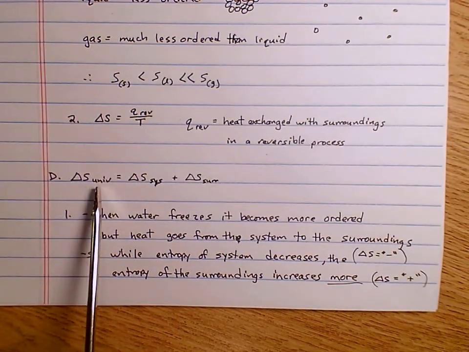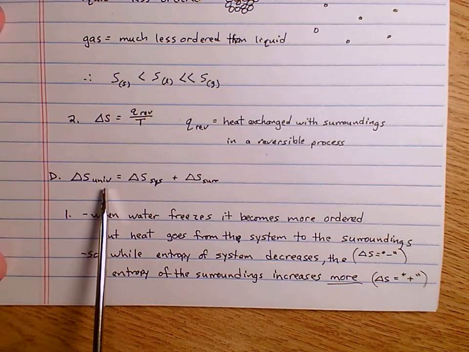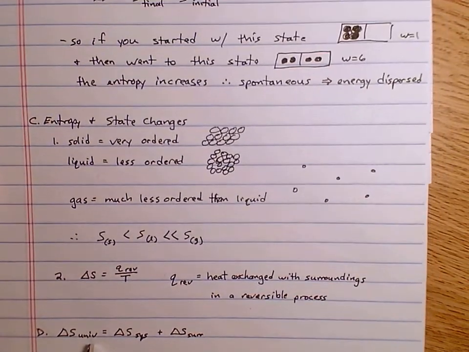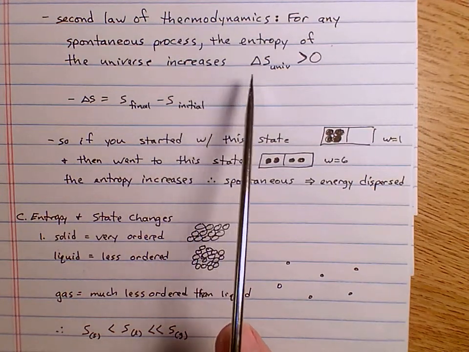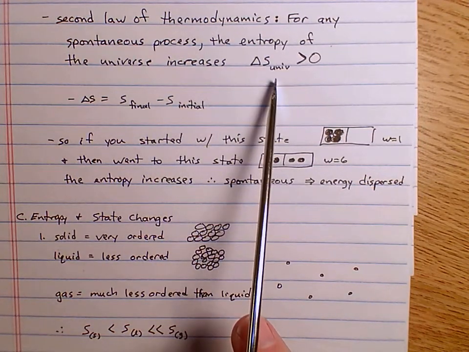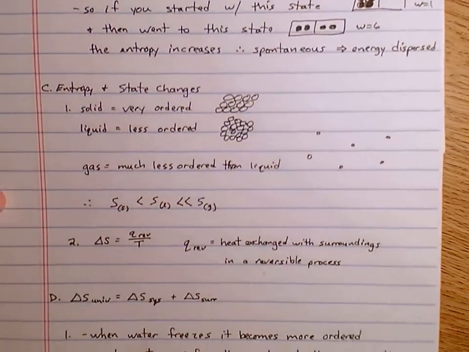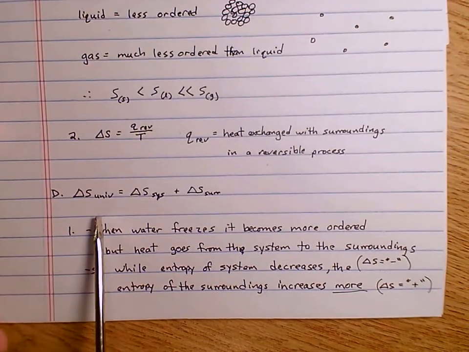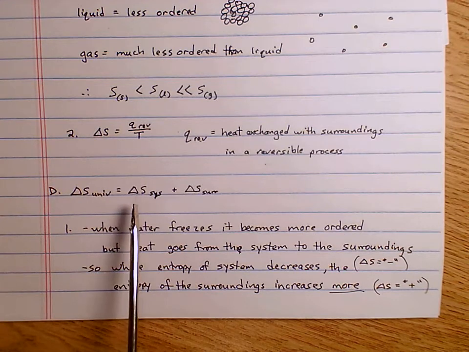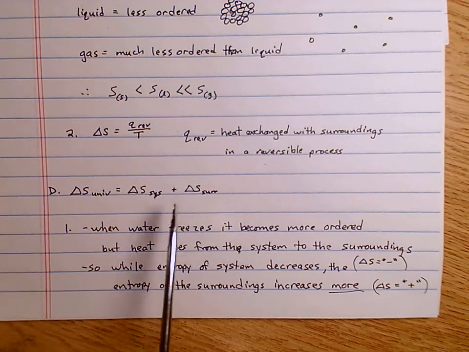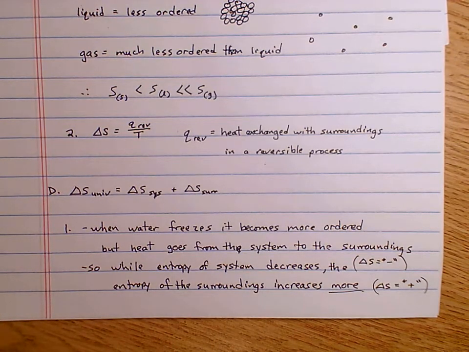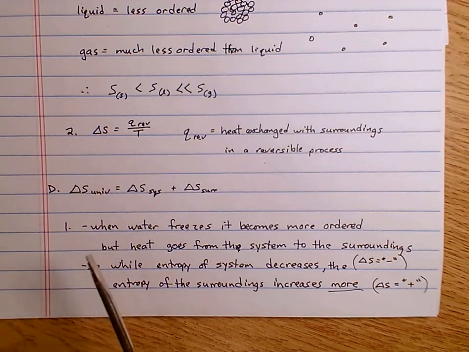The change in entropy of the universe, which, as you recall from the second law of thermodynamics, always increases. The universe gets more random for a spontaneous process. The change in entropy of the universe is going to equal the change in entropy of the system plus the change in entropy of the surroundings. You got the system and the surroundings because that's where energy can flow.